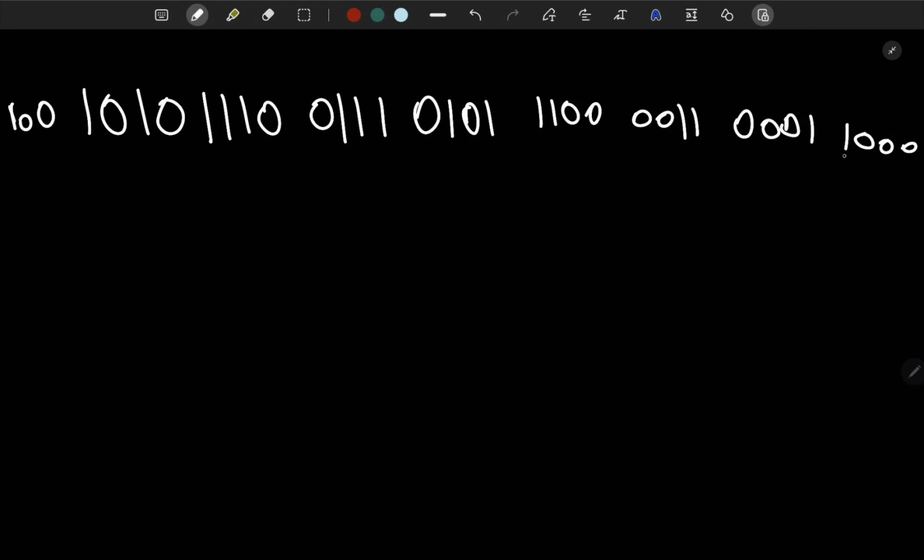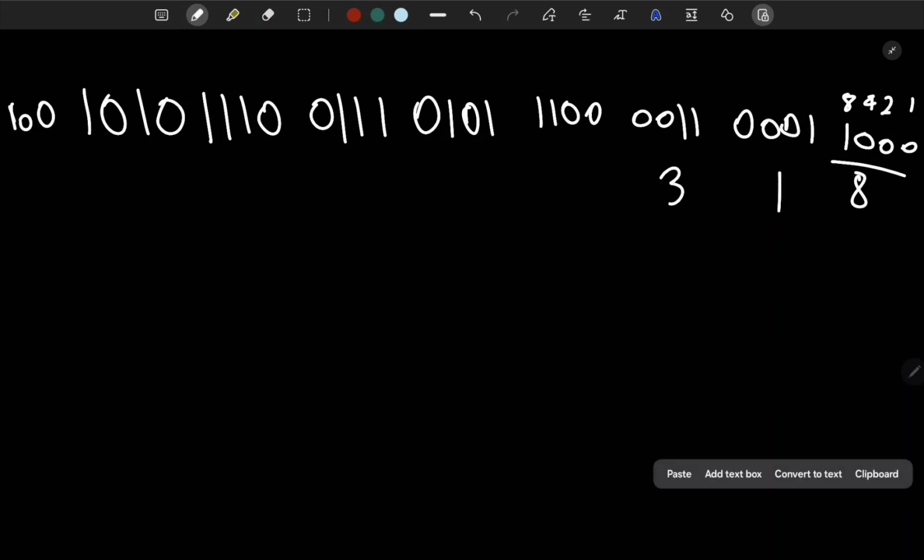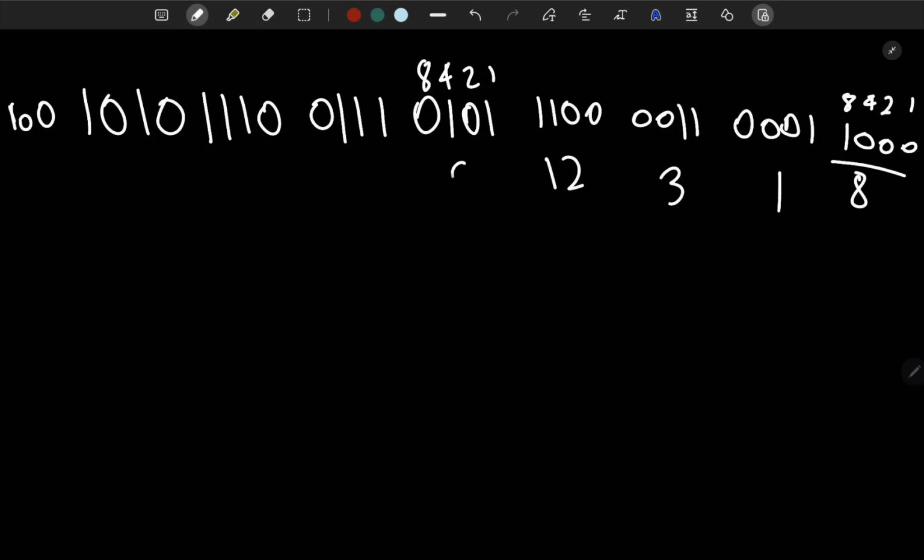So starting from the rightmost again, so this is gonna be 8 4 2 1, 8 here, this is gonna be 1, this is gonna be 3, this is gonna be 8 plus 4, which is 12. Here is gonna be 4 plus 1, which is 5. This is gonna be 6 7, 8 plus 4, which is 12, and 14. And this is gonna be 8 plus 2, which is 10, and the last one is just 4.